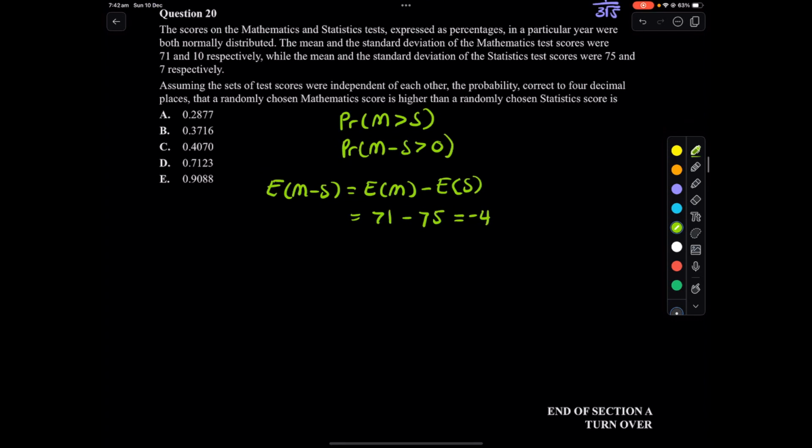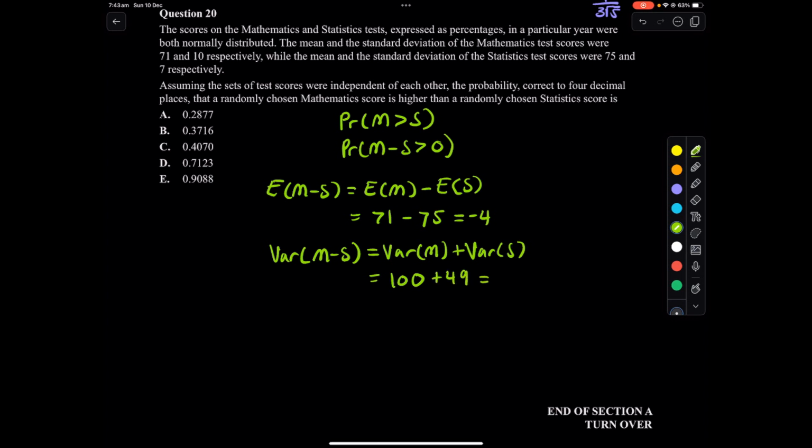Done. The next part is we need to find the variance of M minus S, which is the variance of M, but be careful, you don't write minus. Remember the constants, for example if this is -1, it gets squared, so it'll be plus the variance of S. The variance of M is, well, the maths test's standard deviation is 10, squared is 100. And the standard deviation of the statistics is 7, so 7 squared is 49. Hence, we get 149. But remember, to find the standard deviation of M minus S, it's just the square root of that. And we have everything that we need.